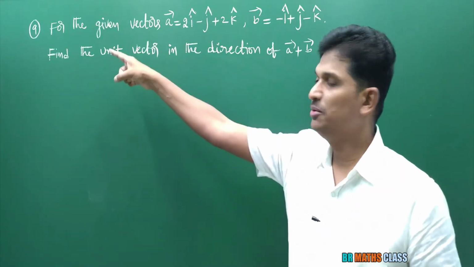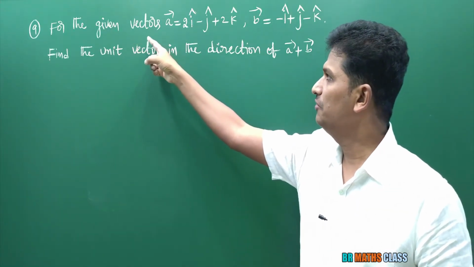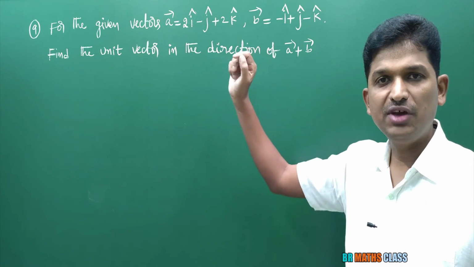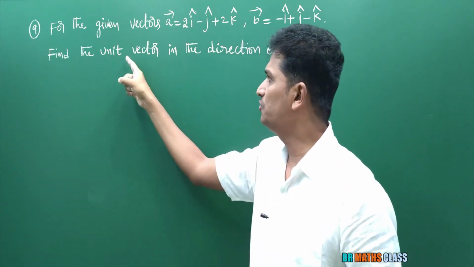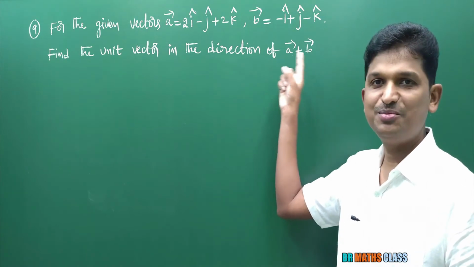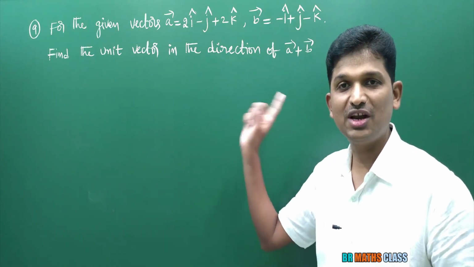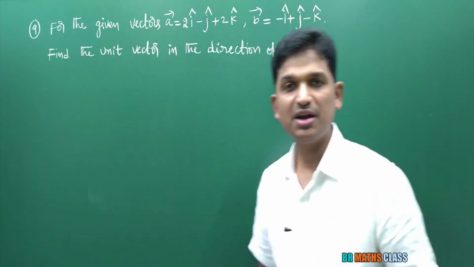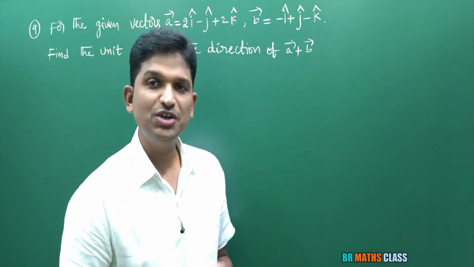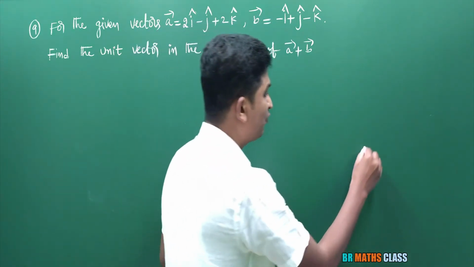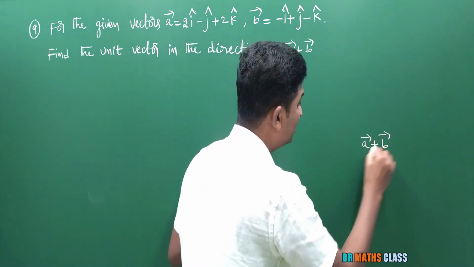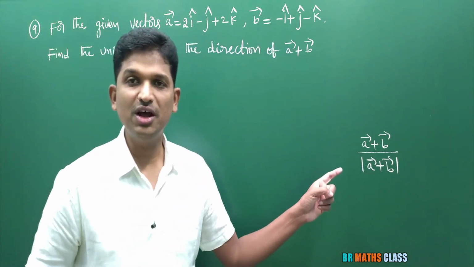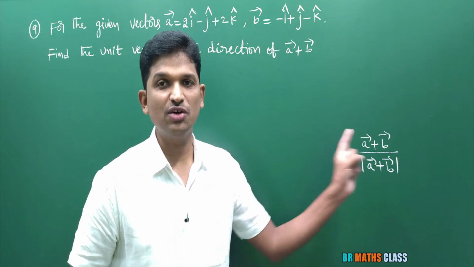You observe this question number 9. What are they asking? They gave two vectors a bar, b bar. For these two given vectors, they are asking: find the unit vector in the direction of a bar plus b bar. You observe this is also similar to the last problem. Unit vector in what direction? In the direction of a bar plus b bar. What is the formula to calculate the unit vector in the direction of a bar plus b bar? The formula is a bar plus b bar divided by the magnitude of a bar plus b bar.